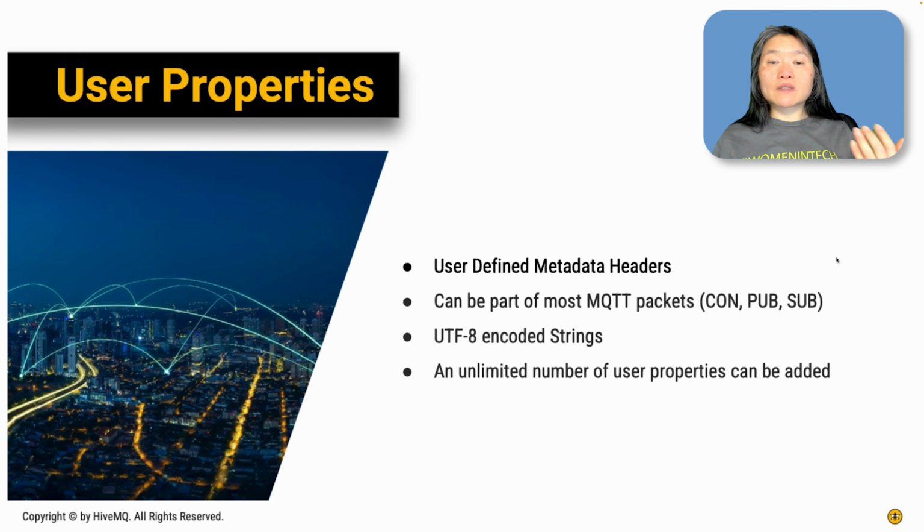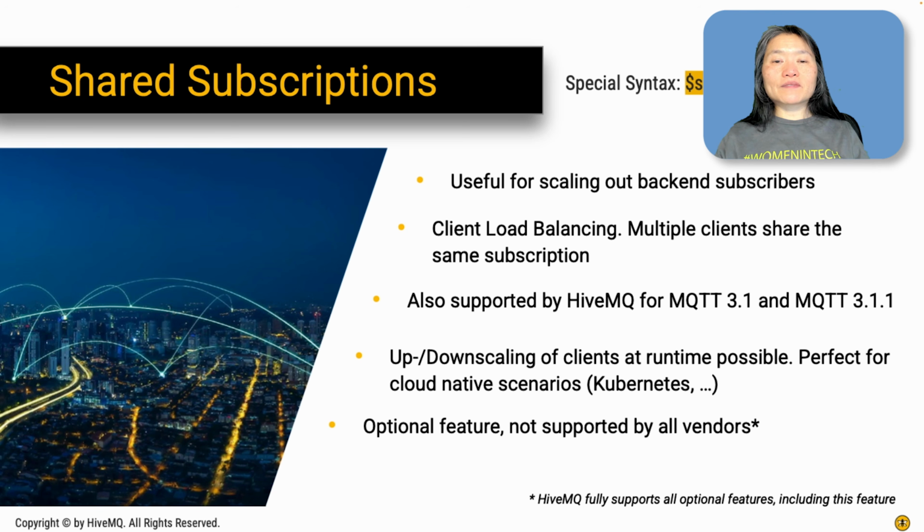And the other thing is user properties. As I mentioned, you can have user-defined metadata in the headers too, and it can be part of most MQTT packets, for the connect, pub, and sub packets. That's UTF-8 encoded strings, and you can have an unlimited number of user properties added to your metadata headers too. And then there's also another interesting feature.